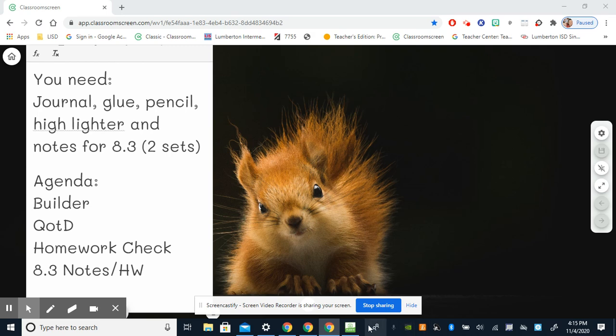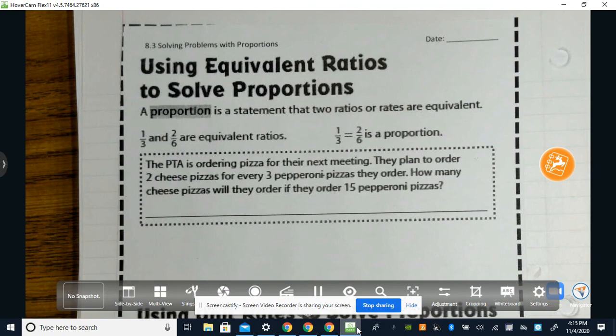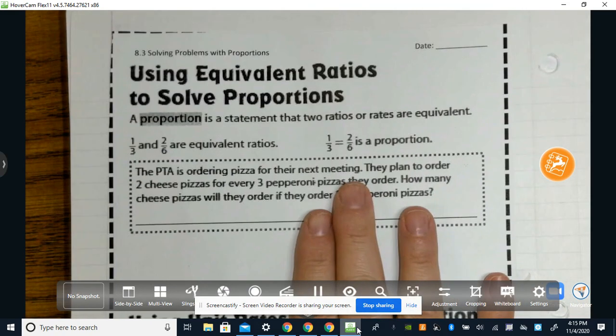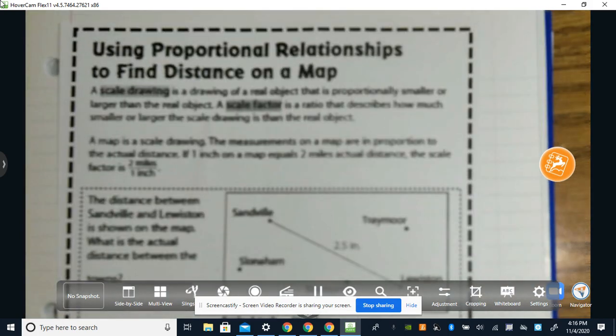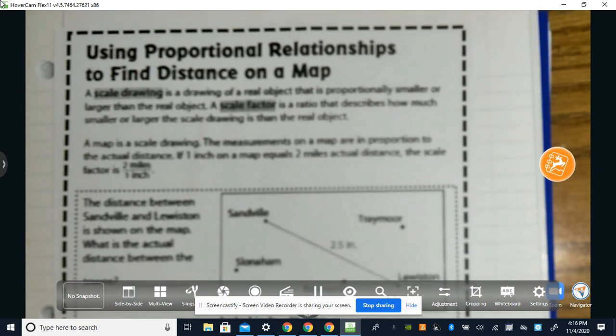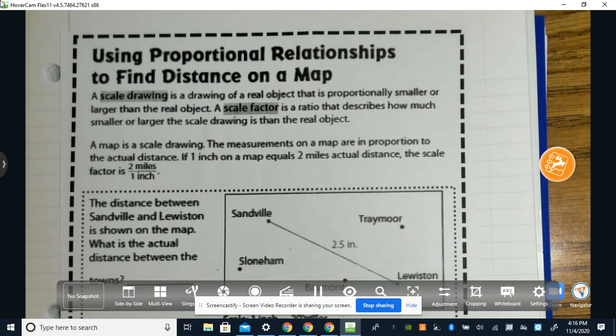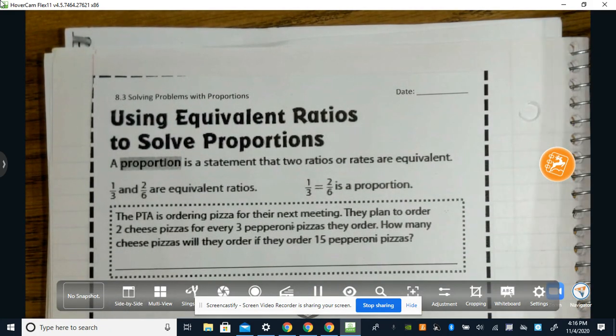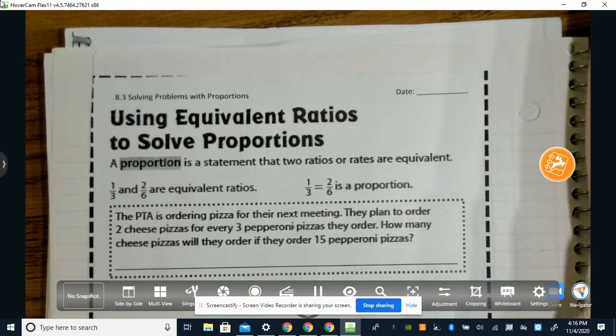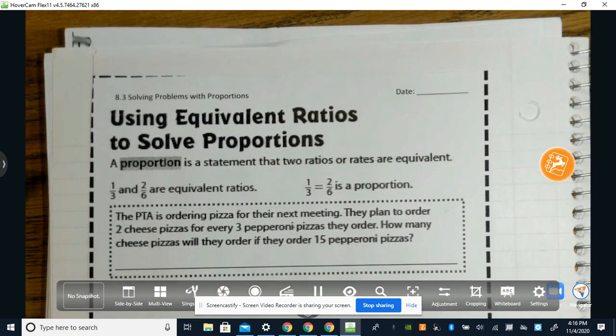So here is our screen. And this is the one that needs to be going first. The one with the date needs to go on the left. The one with a map needs to go on the right. So if you give me one moment, let me fix the focus on that. Grab my stuff that I need. And let's get going. So, using equivalent ratios to solve proportions.